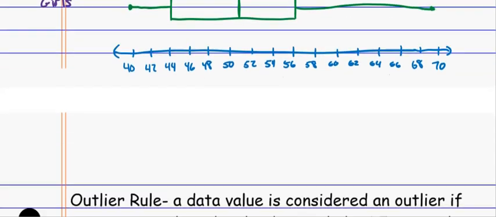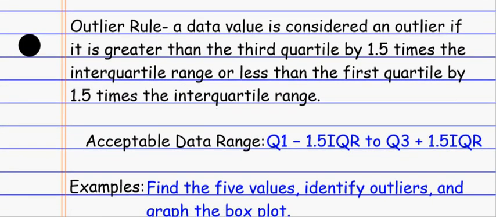So let's talk about outliers. The outlier rule that we're going to use is this 1.5 rule. And there are other rules that we can use for outliers, but this is the one that we're going to go with. Basically, a data value is considered an outlier if it's more than the third quartile by 1.5 times the interquartile range, or it's less than the first quartile by 1.5 times the interquartile range.